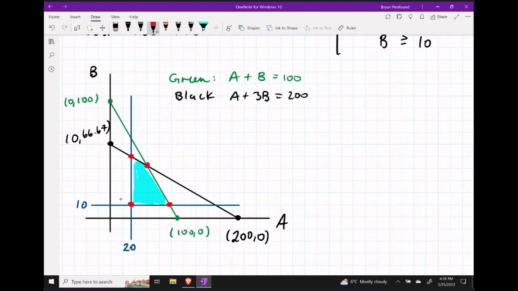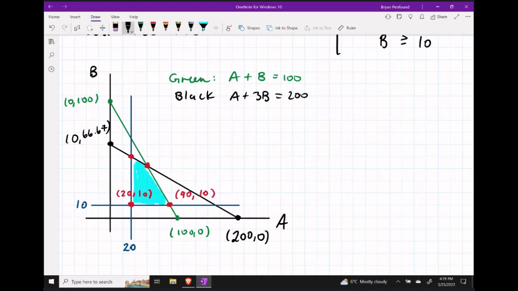So one of these corner points we can get at right away. We know that this one down here in the bottom left happens when A is equal to 20 and B is equal to 10. It's the intersection point of our blue lines. Next, if we scroll along our blue line where B is equal to 10, we're going to land on that other lower corner point. This is on our green line. So if we take A plus B equals 100, and we make the substitution that B must be equal to 10, we can solve for A, and A here is going to be equal to 90.